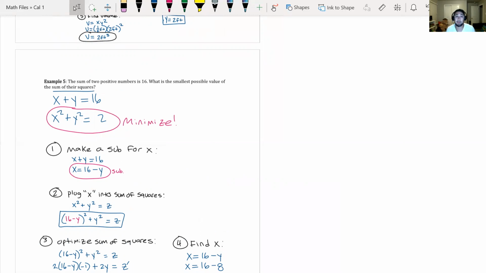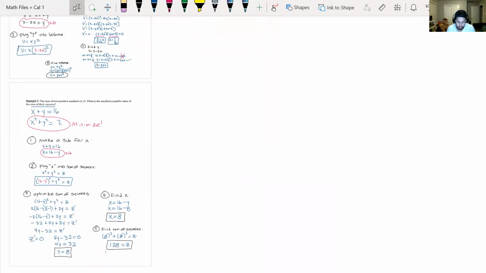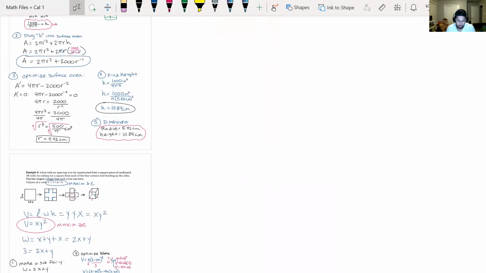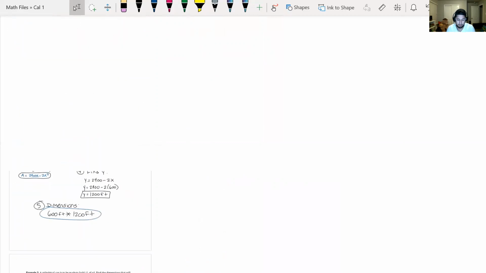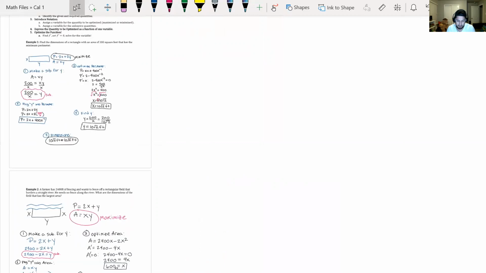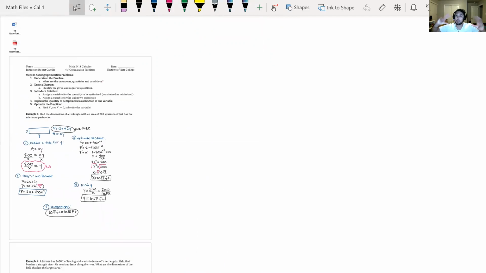Which means that test 3 should be coming now. Okay. So again, for optimization, know what formula to use, know what substitution to make, plug that substitution in. Once you get your formula all in terms of one variable, then optimize it, solve for the variable, solve for the other variable, done. Okay, that's it.